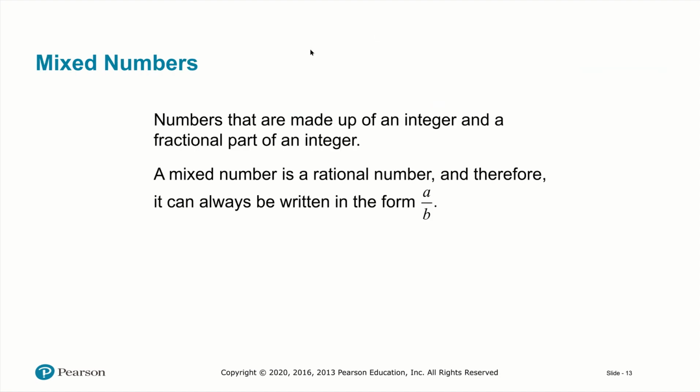All right, so what is a mixed number? A mixed number is basically a number that's made up of an integer and a fractional part of an integer. You've seen them, plenty. For example, 3.5, right? When you see that, that's nothing other than 3 plus 1/2. That's all that means, okay?